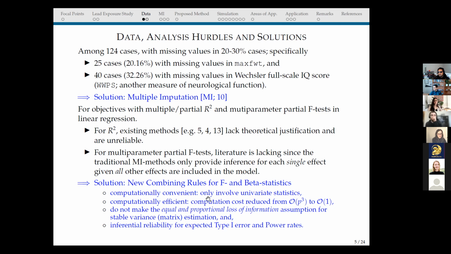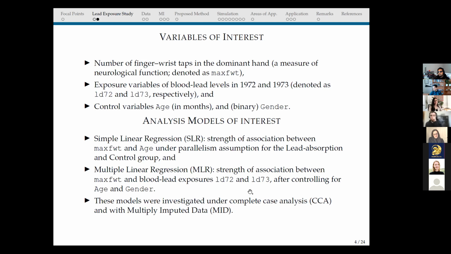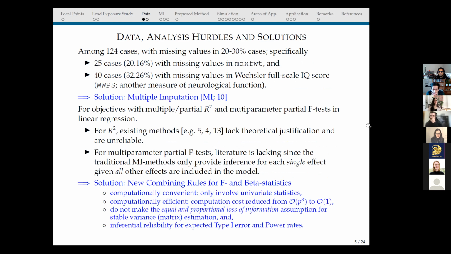The second issue is that I wanted to conduct a partial F-test. The reason I'm saying partial F-test is that when I look at MLR, I take this sentence of learning about these two variables after accounting for these two variables. This tells me that I'm performing a partial F-test. In order to perform a partial F-test with multiple imputed data sets, there is no literature. So for these two issues, in terms of assessment, the solution is the new combining rule that I propose. Again, it has these advantages. We'll just skip over it because I don't want to lose the audience, but there are multiple advantages for the new method that I propose.